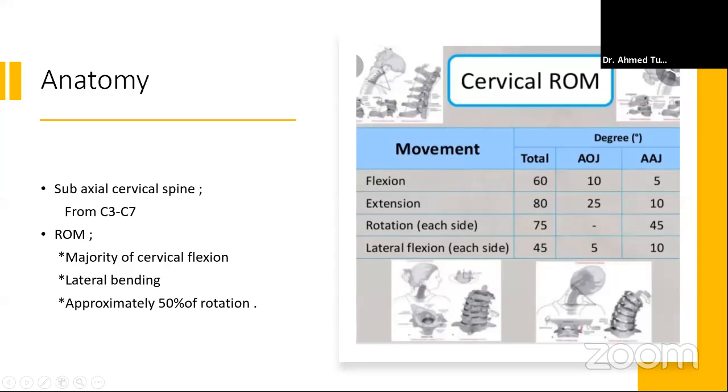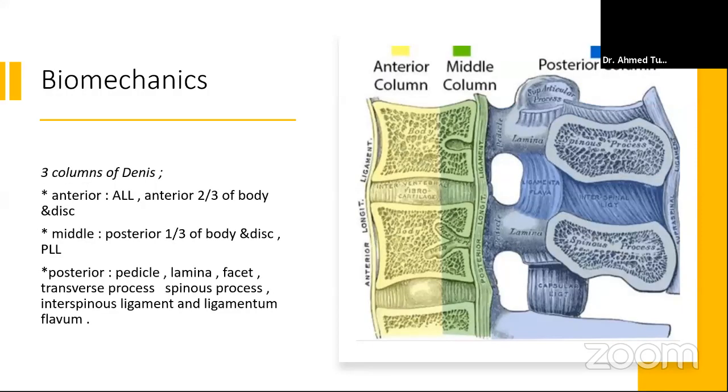Regarding the anatomy of the subaxial cervical spine, it includes the cervical vertebrae from C3 to C7. Regarding range of motion, we have to know that the majority of cervical flexion is included in this segment of the cervical spine, plus lateral bending and approximately 50% of rotation. Regarding the biomechanics of this segment, according to Denis, it includes three columns: anterior, middle, and posterior. The anterior column includes the anterior longitudinal ligament, anterior two-thirds of the body and disc.